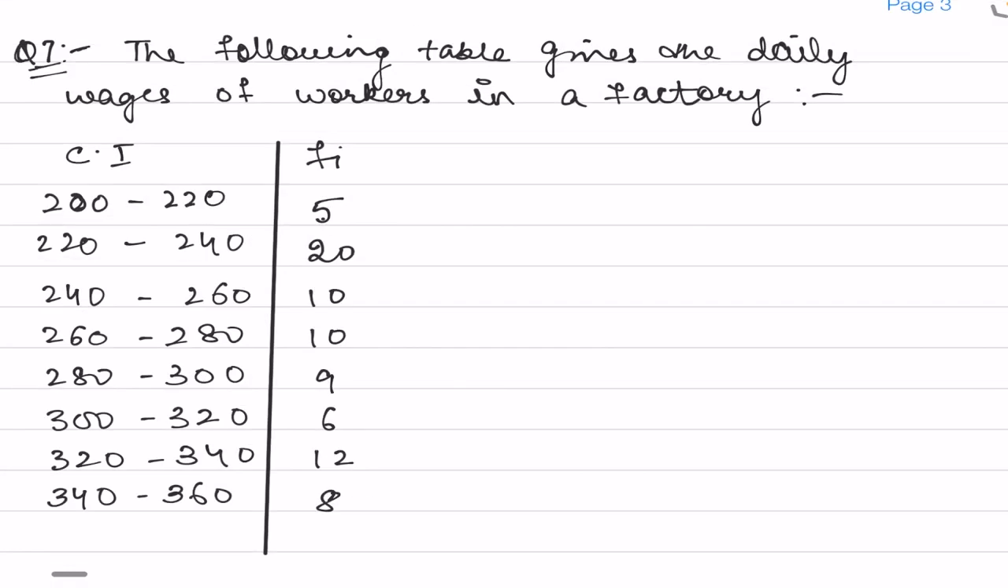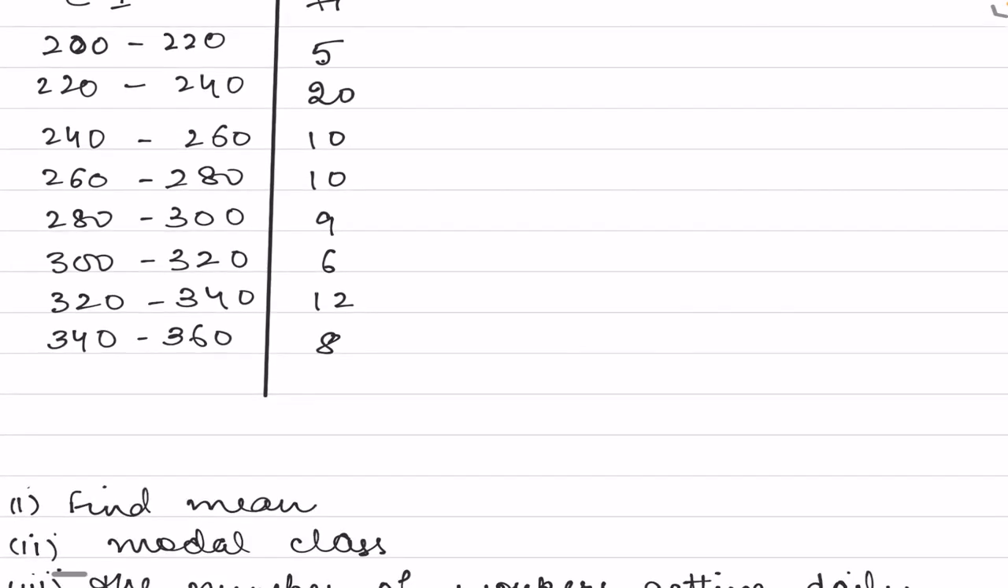Now we will take one more example to understand the concept of mode. The next question is: the following table gives the daily wages of the workers in a factory. Class intervals are the daily wages and the number of workers are the frequencies. The first part of the question is to find the mean.